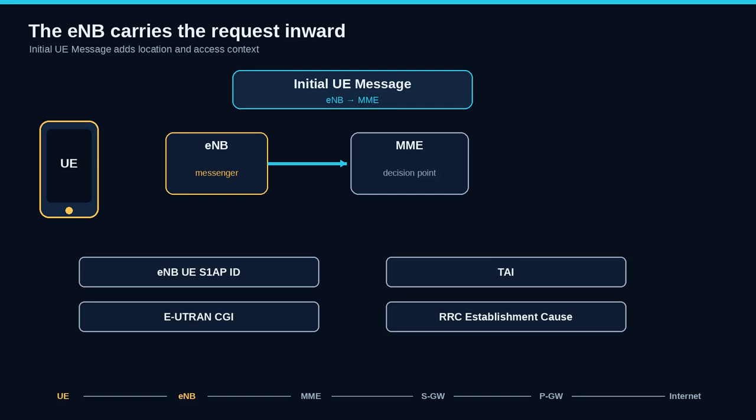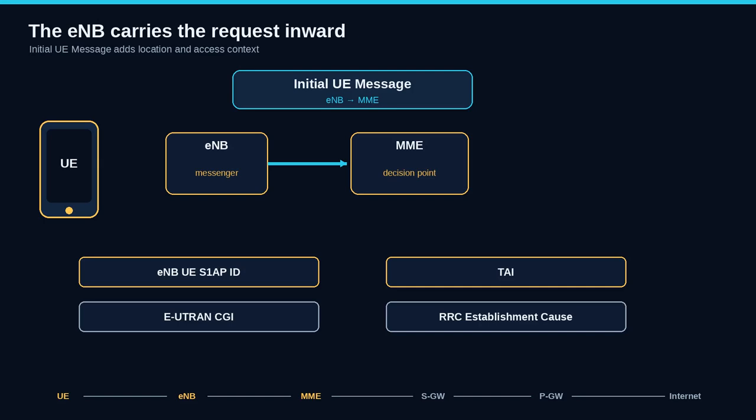Look at what travels with it. The message includes an ENB UE S1 APID, which lets the ENB refer to this UE on the S1 control interface. It includes the tracking area identity, or TAI, giving the network location context. It includes the E-UTRAN cell global identifier, identifying the serving radio cell, and it includes the RRC establishment cause, a reason associated with why the radio connection was created. These fields are not decorative labels. They help the MME place the request in the right conversation and interpret the circumstances of the access.